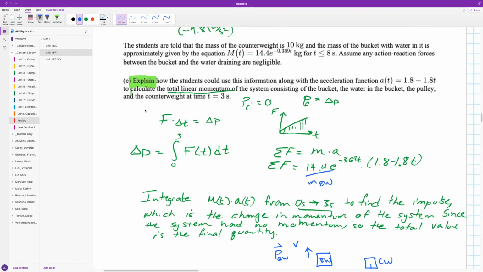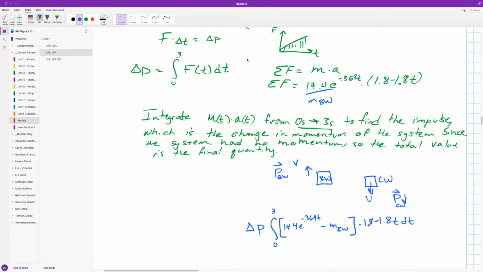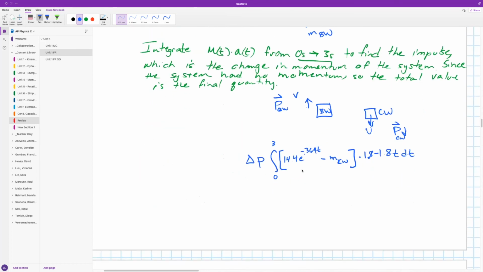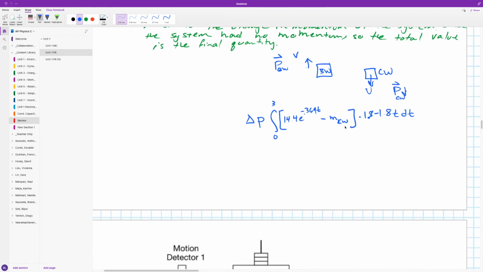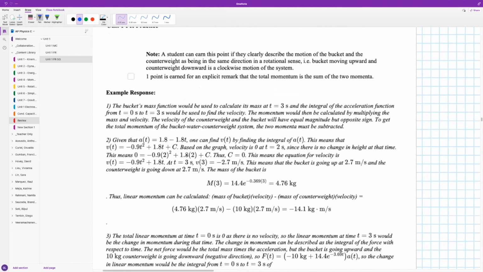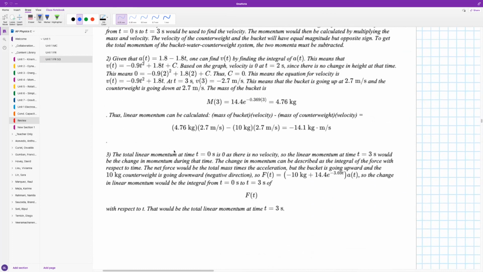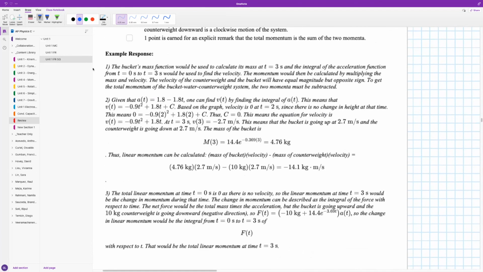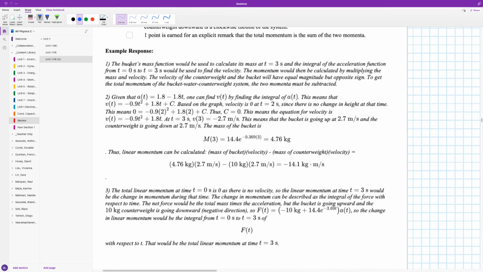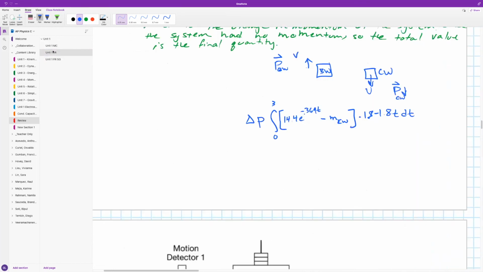Now, they do use the word explain. So I don't think we explain how the students could use this information to determine the total linear momentum. So here, I don't think we actually have to carry out the calculation. And so I think this is sufficient. But if we look at the scoring guide, they did go into a little bit more detail in the numerical analysis, as we can see here. Now, I am in the belief that generally what we did is sufficient to explain, but if you do find yourself having enough time, go ahead and crank all this out. Okay.